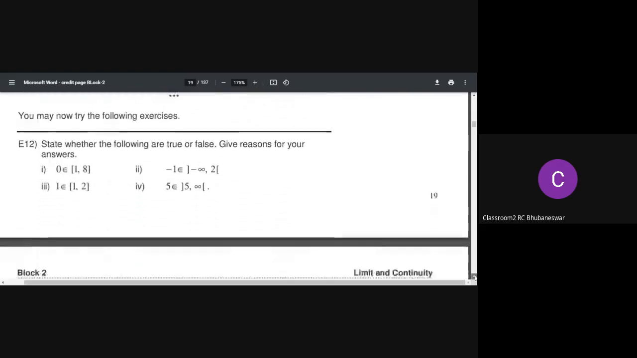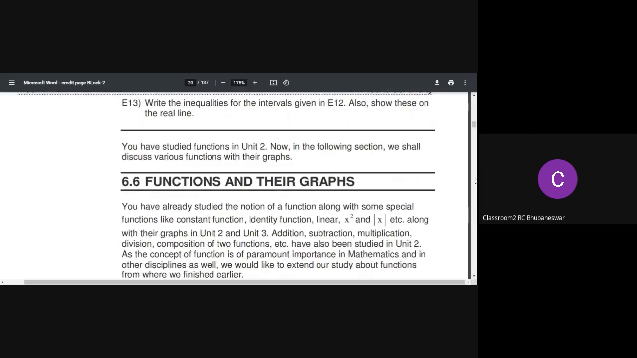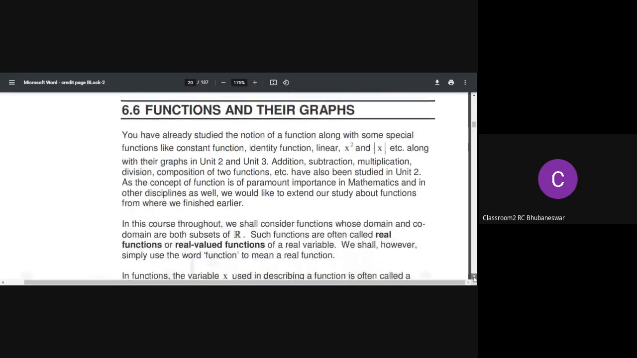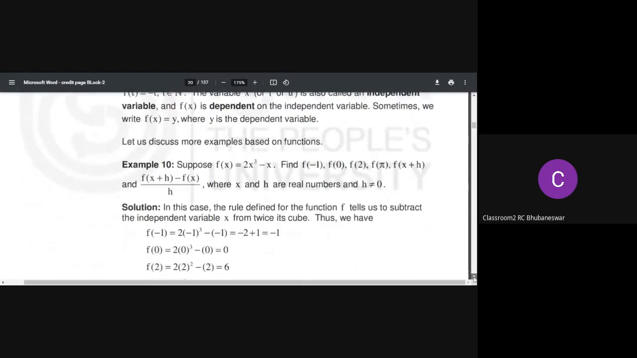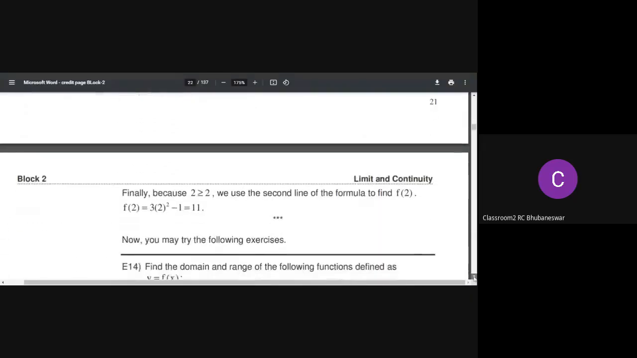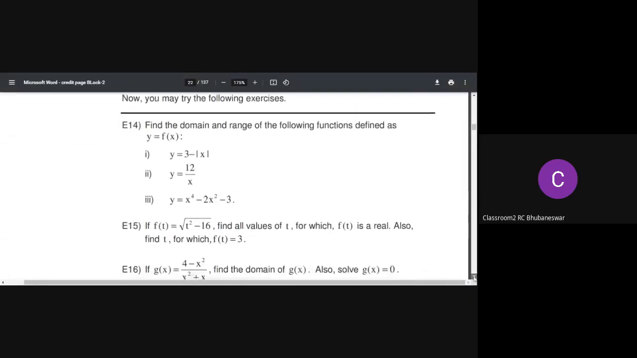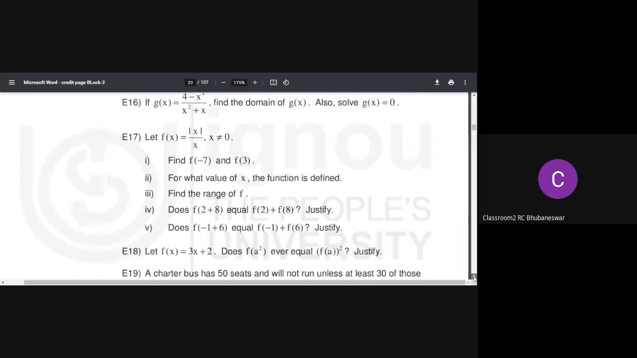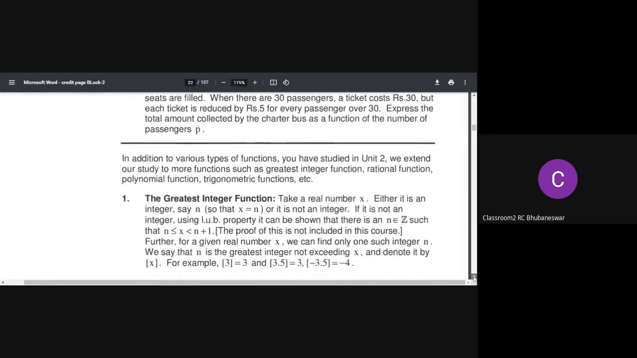So let us discuss the functions and their graphs. Here some basic functions and graphs are given. Students are advised to go through each and every function which is listed in this particular chapter, and their graphs which are plotted with the help of coordinate system.